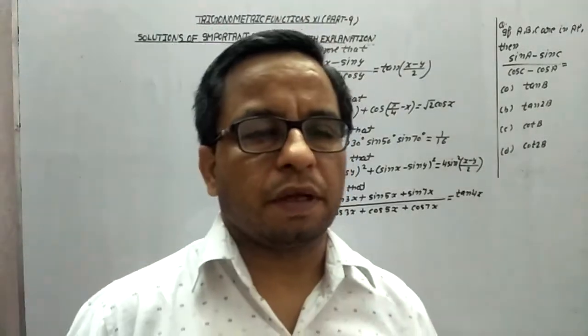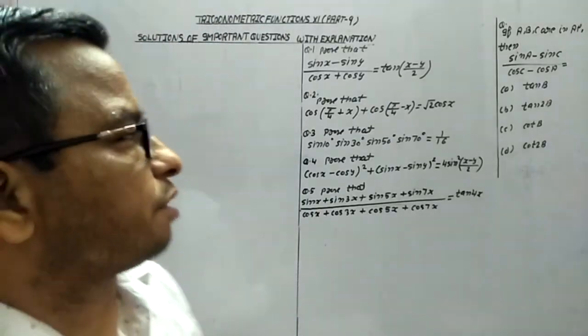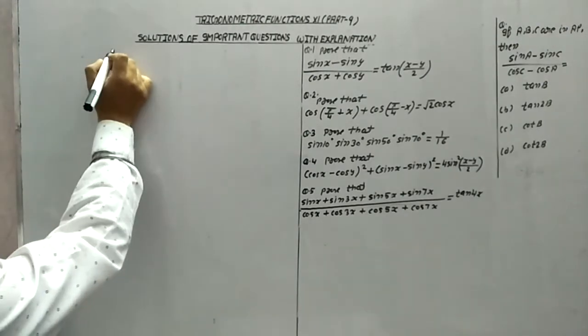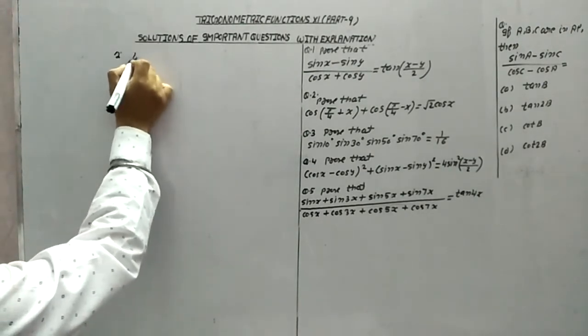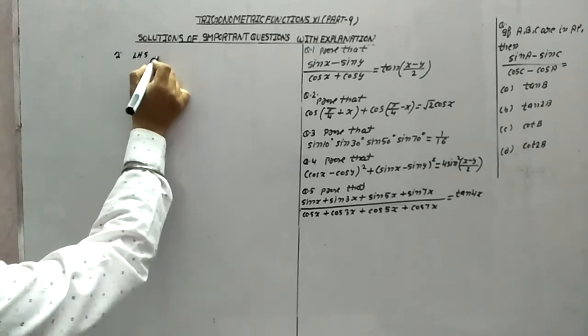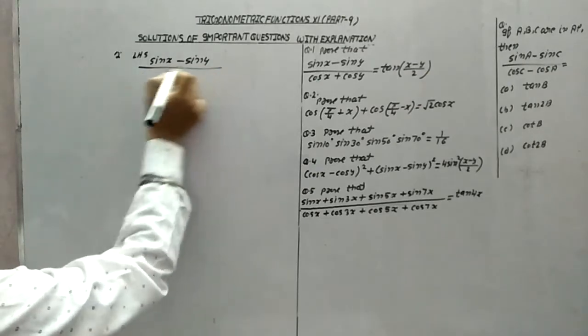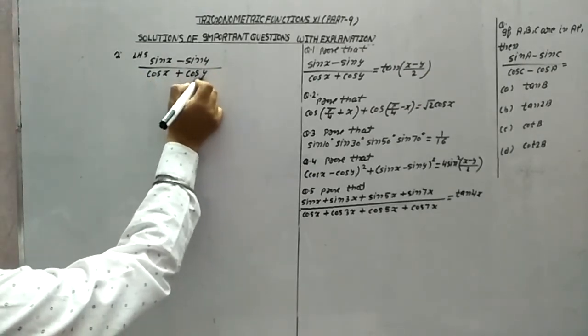Hello everyone. In this part 9 of trigonometric functions, we will do the solutions of some important questions with their explanation. So let's start with question number 1. In this question, we have to prove that (sin x minus sin y) upon (cos x plus cos y) is equal to tan of (x minus y) by 2.